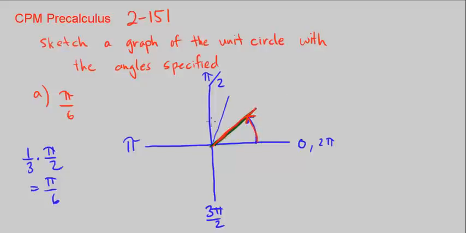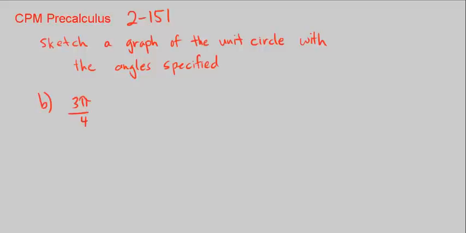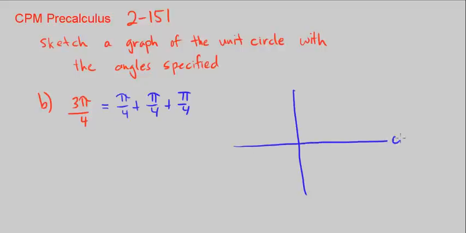All right, let's go into part B. Part B here is 3 pi over 4. One thing to note is that 3 pi over 4 is just pi over 4 three times, pi over 4 plus pi over 4 plus pi over 4, because that's 3 in the numerator over 4. If we graph our unit circle, we already said this is 1, this is pi over 2, this is pi, and this is 3 pi over 2.